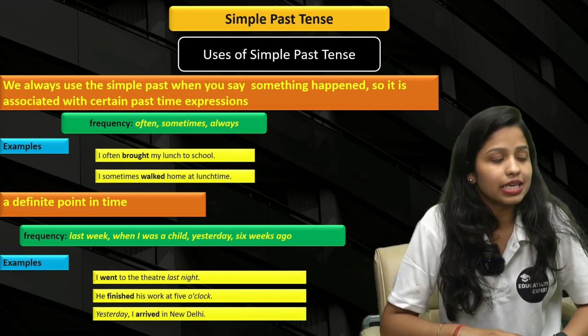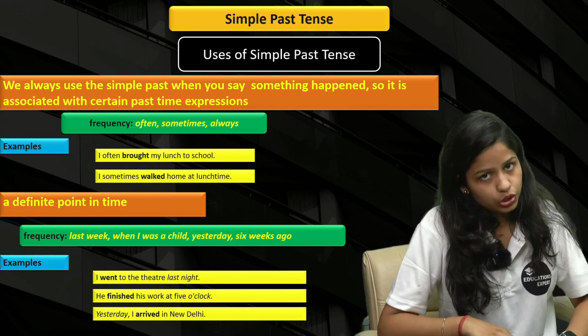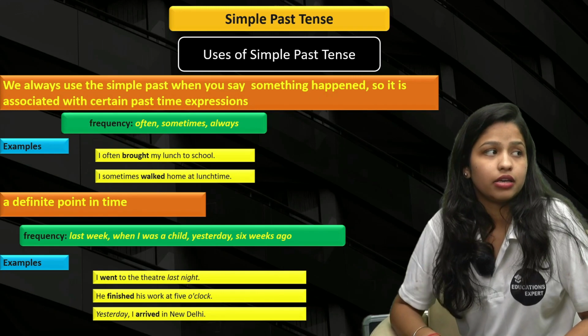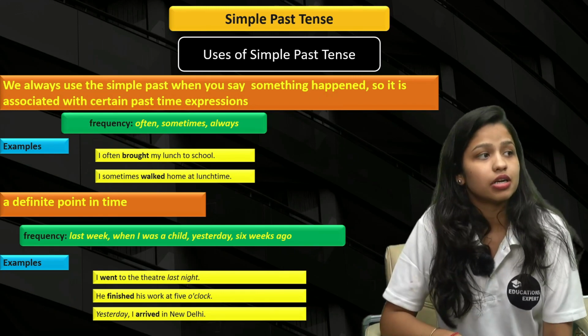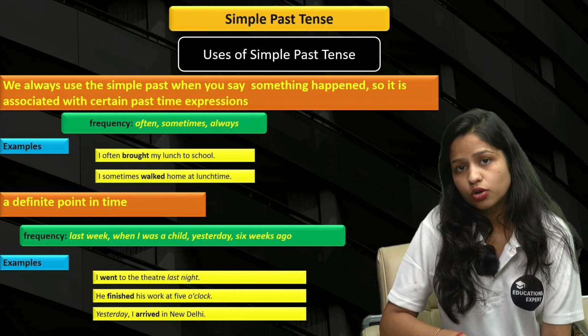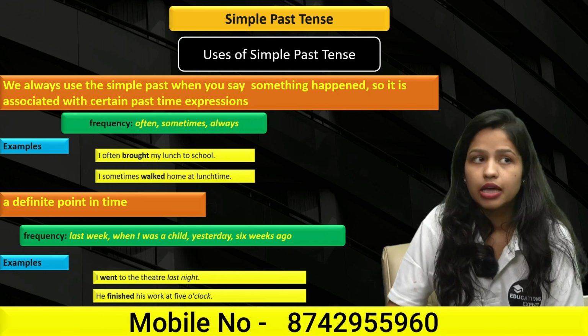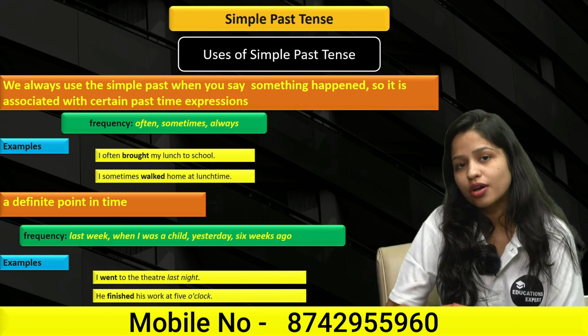Clear? Yesterday, I arrived in New Delhi. Yesterday. Clear? So, when you need to tell certain past time expressions, and a definite point in time, then also you can use simple past tense. Now, let's understand some more uses of simple past tense.